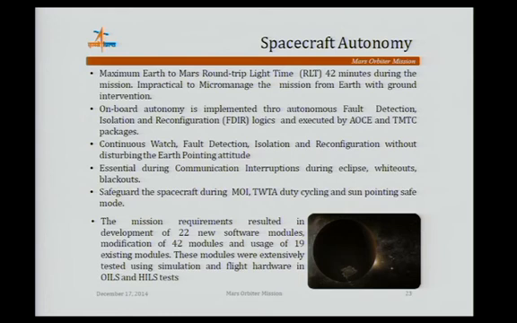Safeguarding the spacecraft during MOI, and TWTA duty cycling. This duty cycling is basically because of the power constraint in the eclipse load support, where we switch off the transmitters in the eclipse condition when power margins are less. That operation was used. Mission requirements resulted in the development of around 22 new modules, modification of around 42 modules compared to the baseline software, and 19 modules used as is. These modules were extensively tested using simulation and flight hardware in both OILS and HILS tests. Next.